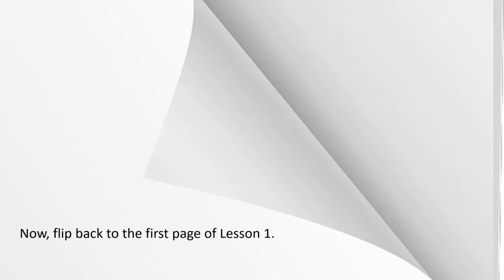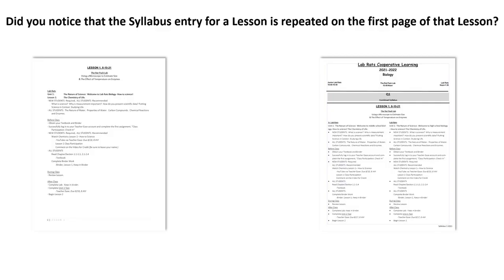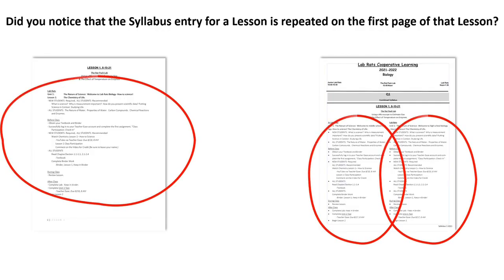So now you're going to flip back to your first page of lesson 1, and you're going to notice here that your syllabus entry, which is at the front of your binder, behind your preface, is exactly the same as what is on the first page of your lesson. So here are 2 places where you can find your assignments for each week. And then, of course, they're also in your grade book. And this is at the end of every email I send every week, too.